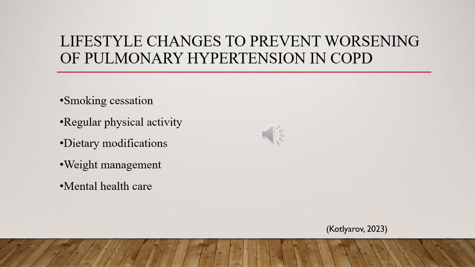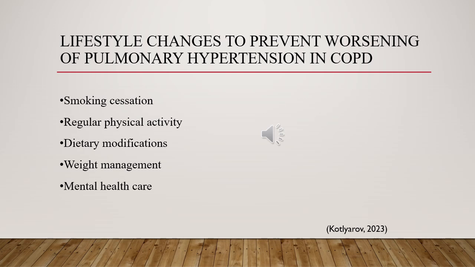Lifestyle change to prevent worsening of pulmonary hypertension in COPD. Lifestyle change plays an essential role in preventing the worsening of pulmonary hypertension in individuals with COPD. Kotilarov showed that smoking cessation is the most critical intervention, as continued tobacco use exacerbates both lung damage and pulmonary vascular change, accelerating pulmonary hypertension progression. Quitting smoking can slow the rate of decline in lung function and reduce the risks of further complications.